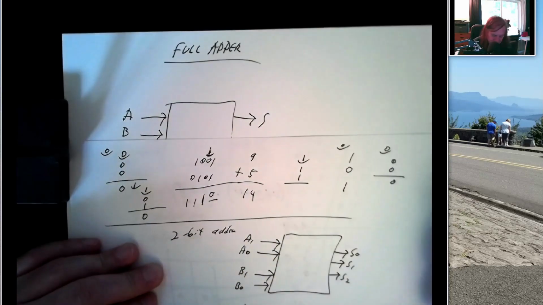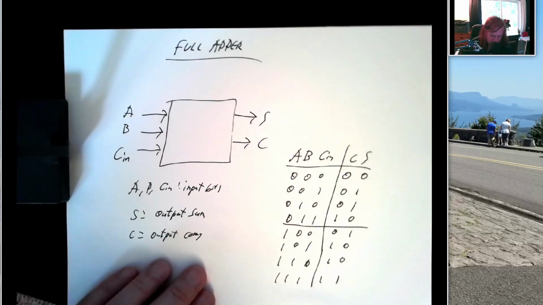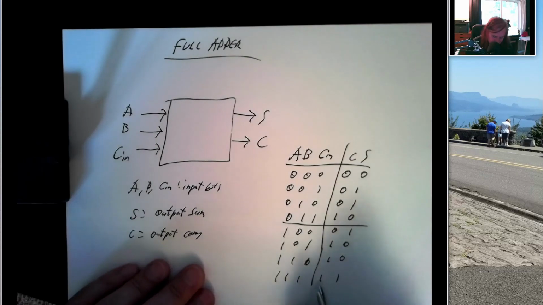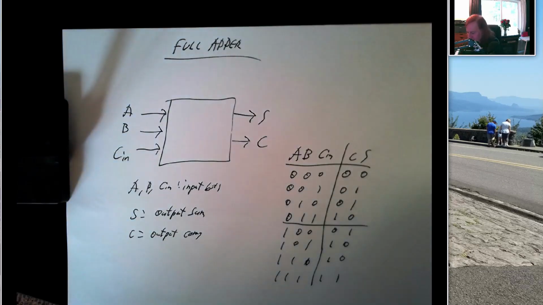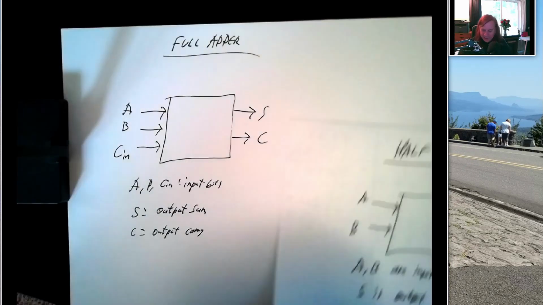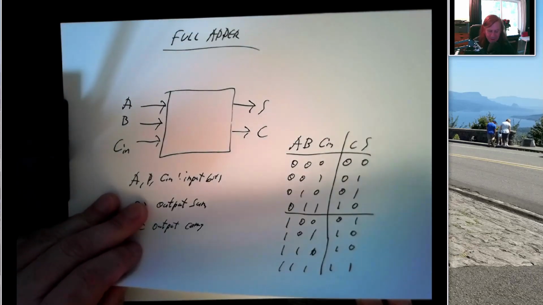1 plus 1 plus 1 is 3. Well, that's going to be a sum bit of 1 and a carry of 1. So that's why in this case we have a sum of 1 and a carry of 1. So this is our full adder. All right, so we've got a pair of building blocks, half adder and a full adder. And it turns out we can put these together to build larger adders.